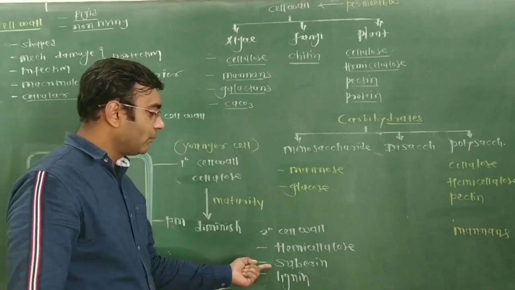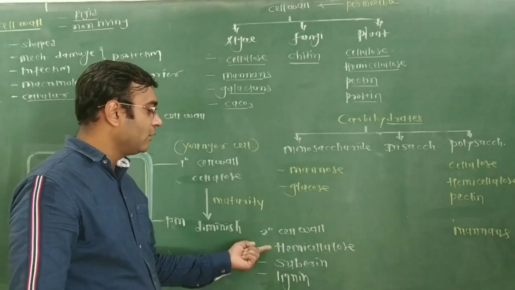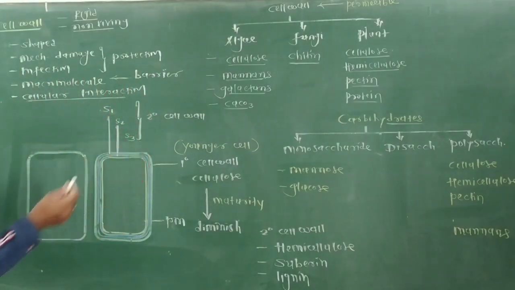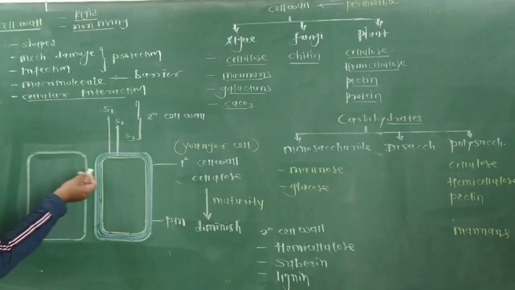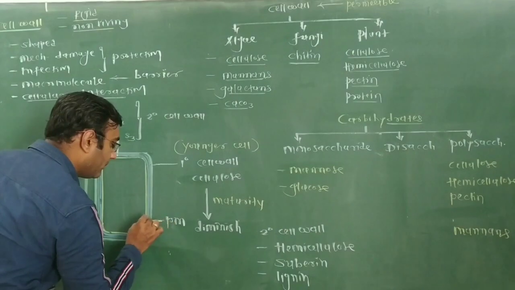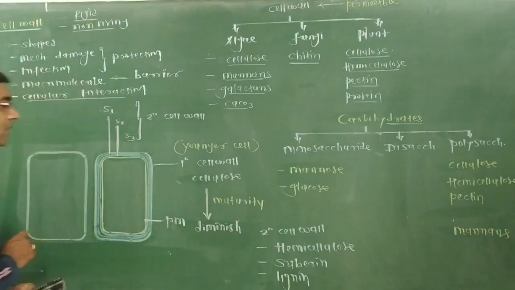Lignin, suberin, hemicellulose, cellulose, that form what? Secondary cell wall. This is another cell. There was also the same situation toward the side of the plasma membrane. Secondary cell wall developed.